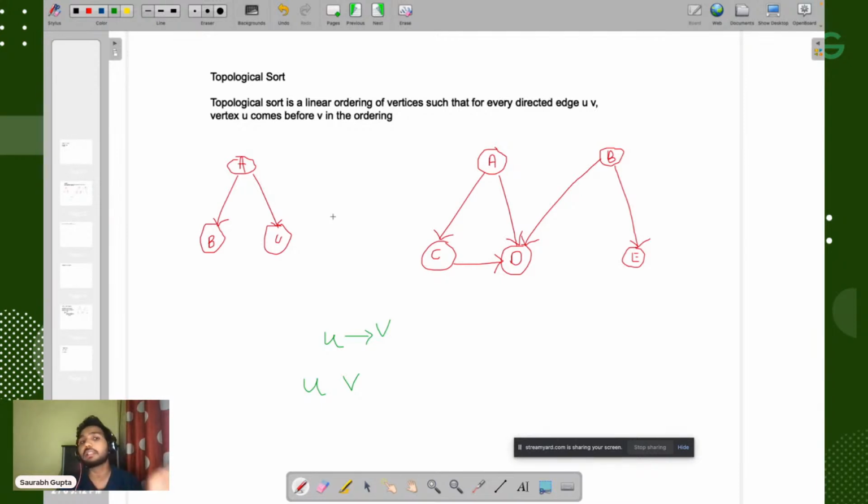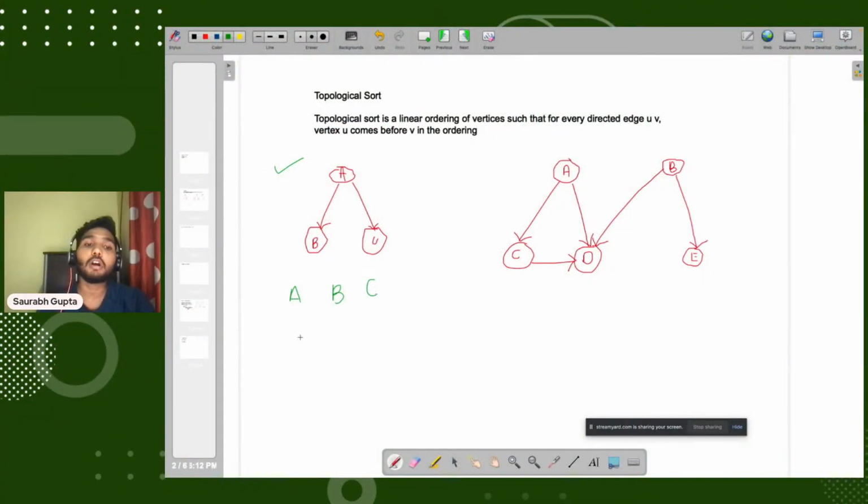So I'll again repeat, what is topological sort? It is a linear ordering of vertices in a graph such that if there is a directed edge from u to v, then u should always appear before v, and this should be true for each and every edge in the given graph. For example, these are two given graphs. Let's take an example of this first graph. What could be one possible topological sort for this particular graph? I'll write it and explain why it is a topological sort. It could be A, B, and C. And it could also be A, C, and B.